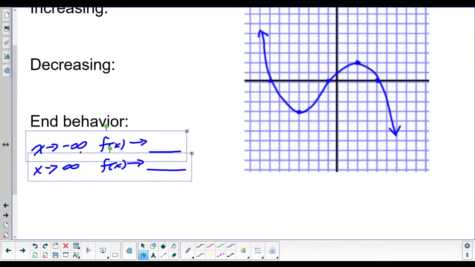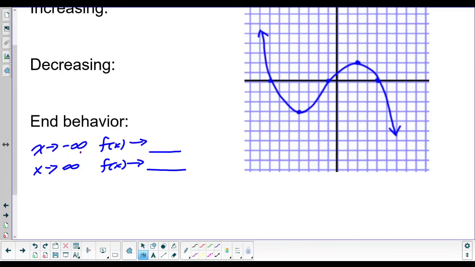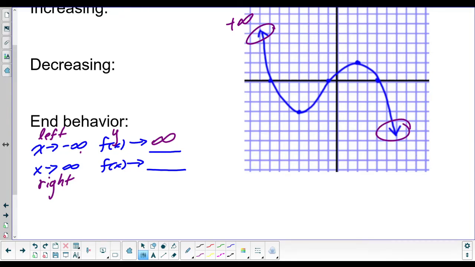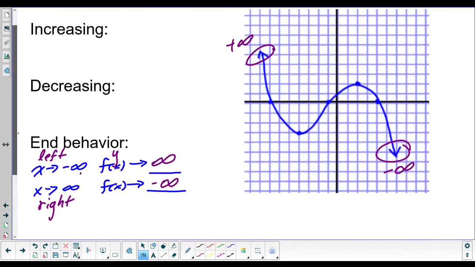Lucky for me, I still have it copied. Okay. So as x goes to negative infinity, remember this is the left side. So we look at the left. Is this pointing up or down? Up, Mr. Barton. Up means positive infinity. So f of x, the same thing as y, is going to positive infinity. On the right side, we look at the arrow. Is that going up or down? Down, Mr. Barton. So that means we're going to negative infinity. Done. All right. We got the easy part out of the way.